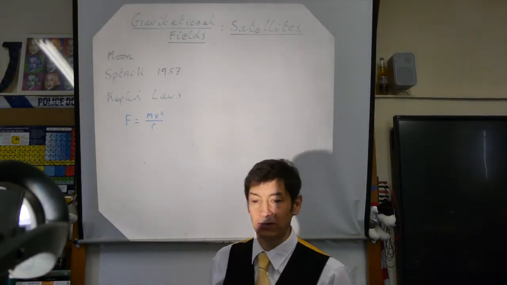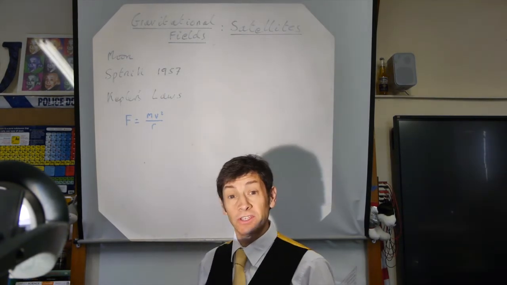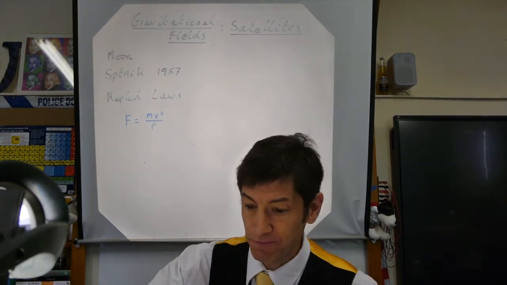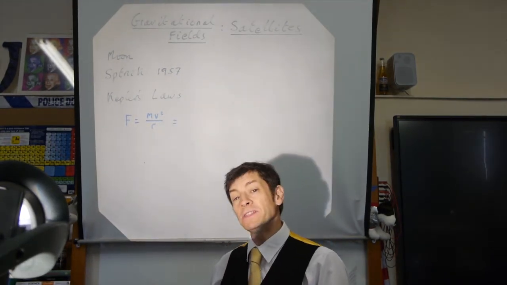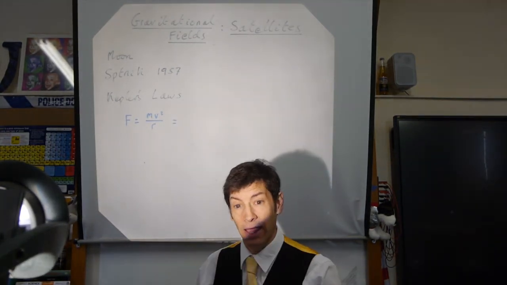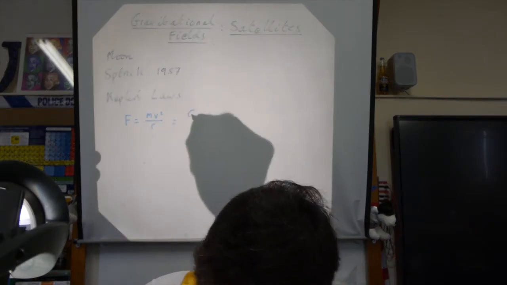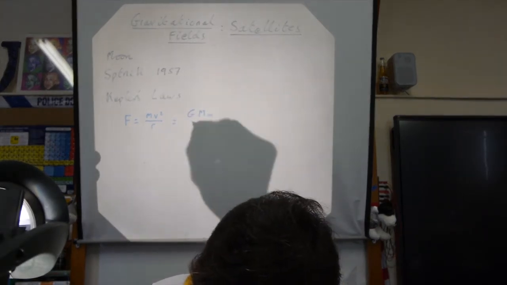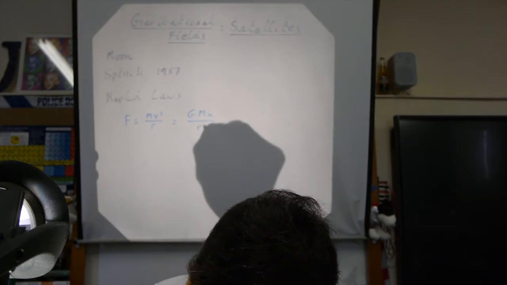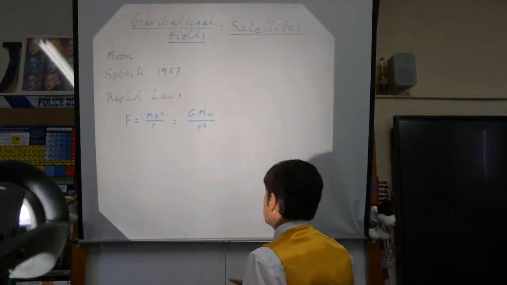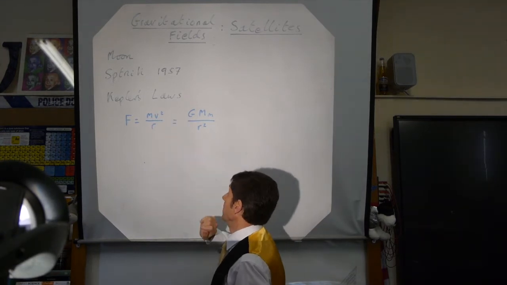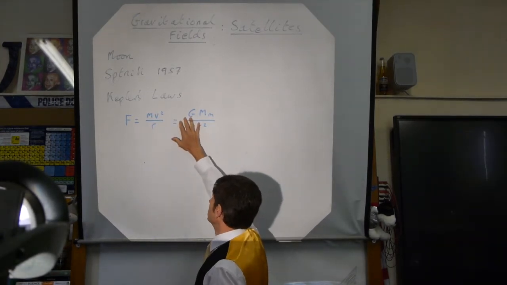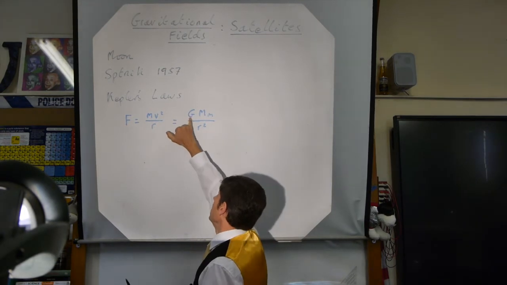But we know something else. Not Kepler now, but Newton and Newton's law of gravitation. We know the force of gravity at any point away from a point mass is G M m upon r squared. Okay, so let's just remind ourselves what these letters are. I've left the minus off for the time being, because we're going to get minus signs on both sides.